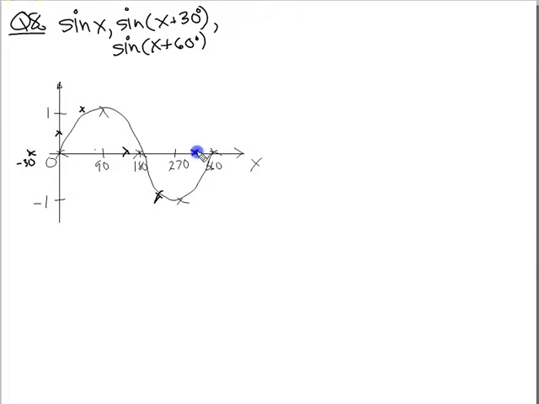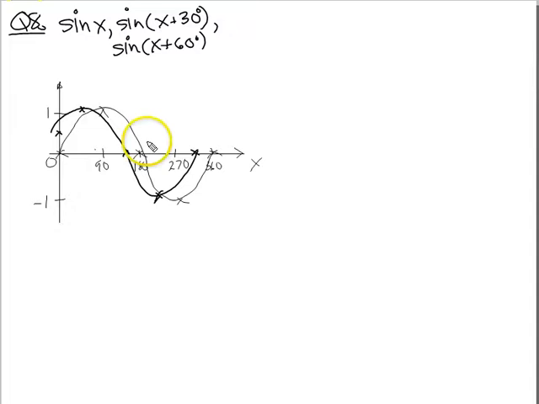Okay, back 30, so it's here, here, here, and then round, and then it would go down to here if it passed the x-axis, wouldn't it? But we're not drawing it past the 0, we're only drawing it from 0 to 360. Okay, so that's that one done then. Great, so that was the x plus 30. Now we'll do the x plus 60.